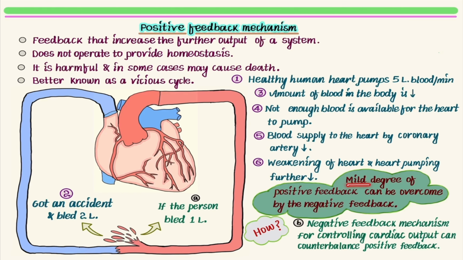But a mild degree of positive feedback can be overcome by negative feedback. How does it initiate in the body? If the person has an accident and bleeds 1 liter instead of 2 liters, the negative feedback mechanism for controlling cardiac output can counterbalance the positive feedback mechanism. So the person can recover in this case.